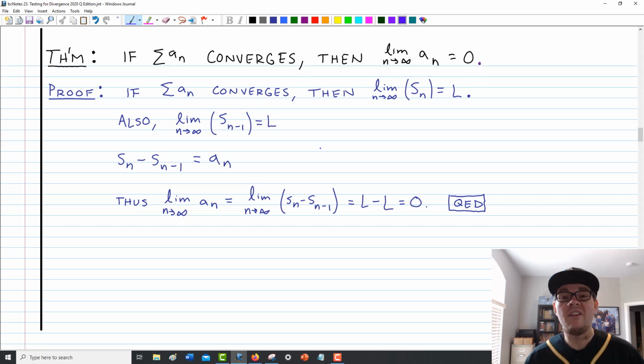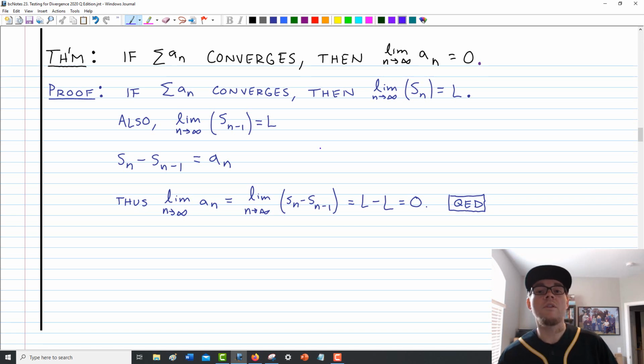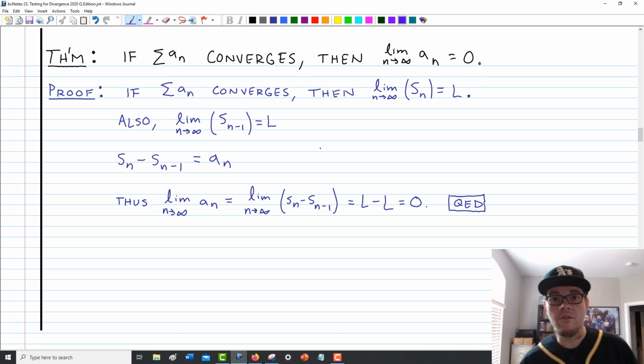The theorem states that if a series with terms a sub n converges, then the limit of those terms, in other words, the limit of the sequence, is 0. So what this is telling us is that if your series converges, then it's necessary for the terms of the sequence to uniformly approach 0.